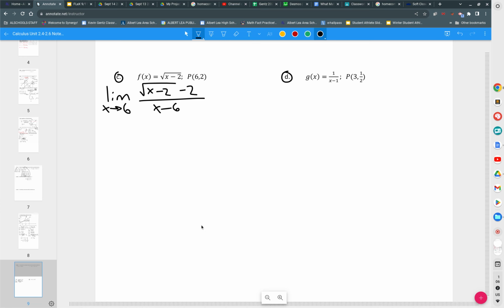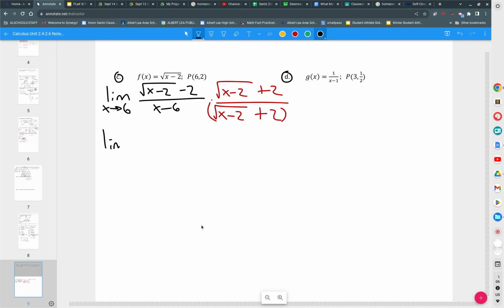Multiply by the conjugate. Thank you. So I've got the conjugate: square root of x minus 2, plus 2. I've seen an example problem like this on an AP exam. The challenge is that once May comes around, a lot of times people don't remember this piece or their algebra gets a little sloppy. So that's what makes it a little bit challenging.